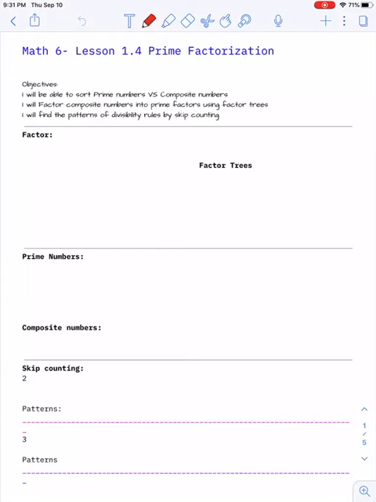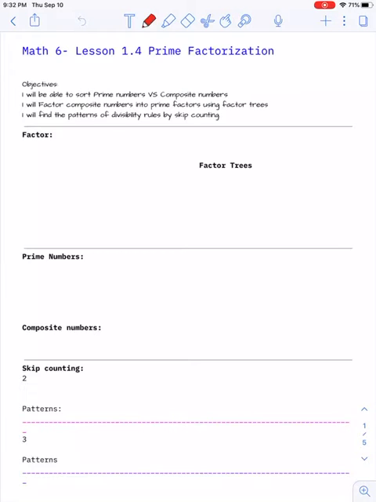We have objectives today. I will be able to sort prime numbers versus composite numbers. I'm going to have to figure out what those are first, though, right? I will factor composite numbers into prime factors using factor trees. I will find the patterns of divisibility rules by skip counting.